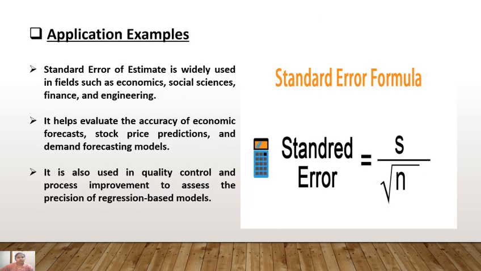Applications. The standard error of estimate is widely used in fields such as economics, social science, finance, and engineering. It helps to evaluate the accuracy of economic forecasts, stock price predictions, and demand forecasting models. It is also used in quality control and process improvement to assess the precision of regression-based models.